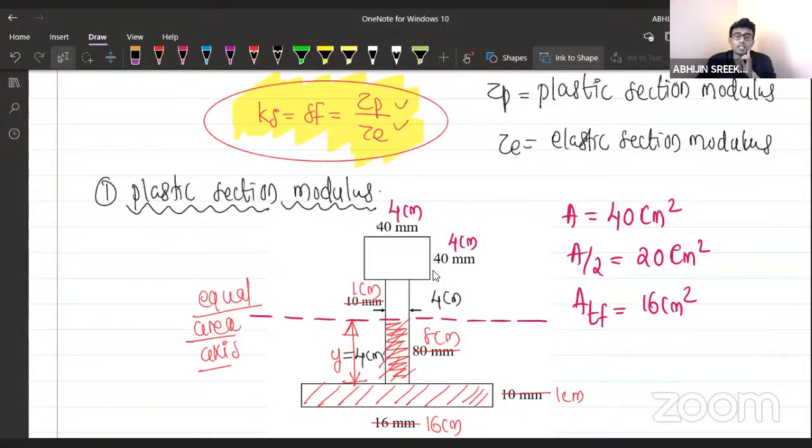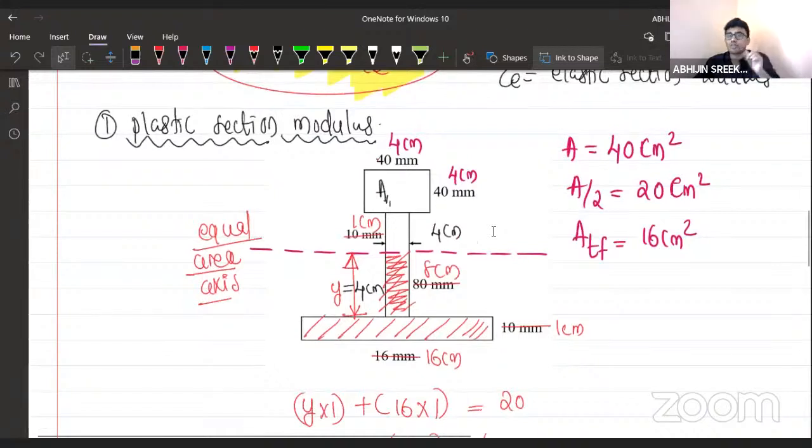So what is A1 here? Let us say 4 into 4, 16 square. What is the Y1 distance there? 4 plus 2, that will be equal to 6. That's how we'll be calculating it. So above the equal area axis, very good, Vishnu, we have two sections, right? First one is this one, and this is another one, right?